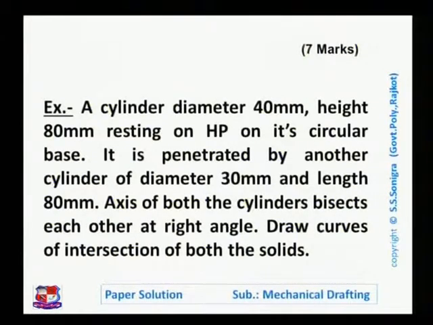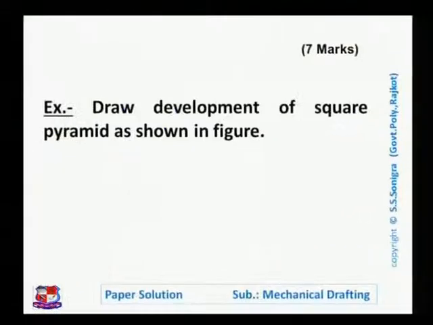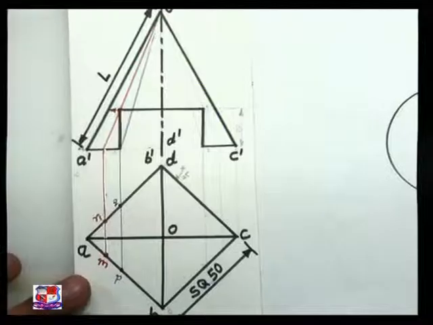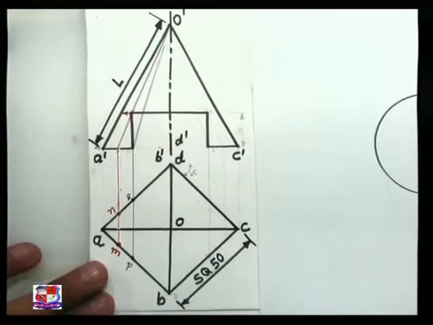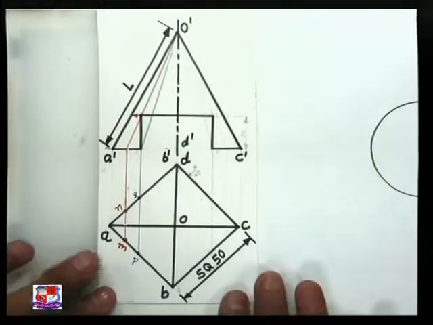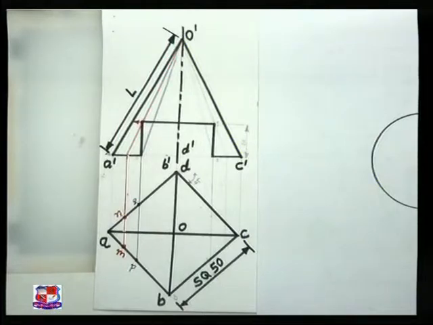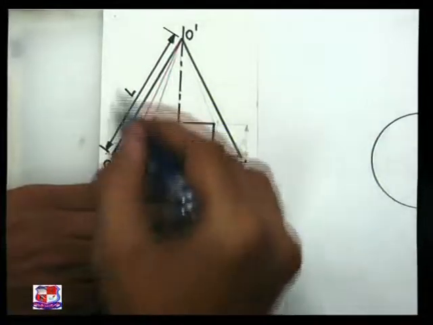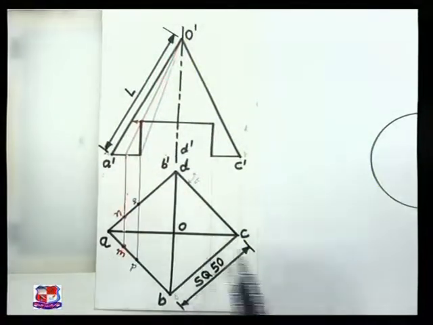Now we discuss another problem. Draw the development of the square pyramid as shown in the figure. In the figure, a square pyramid is given like this. This is the given problem. In examination, you are just given these drawings, and a square pyramid is given like this.